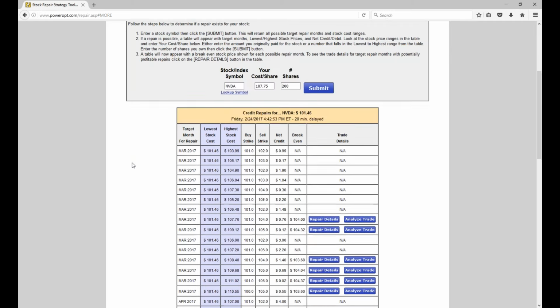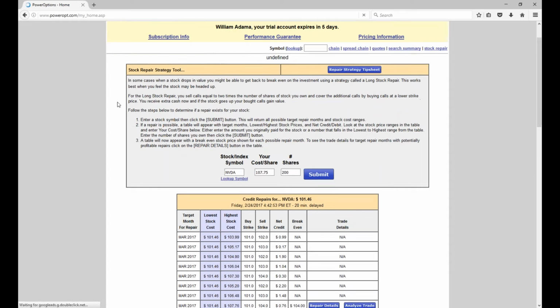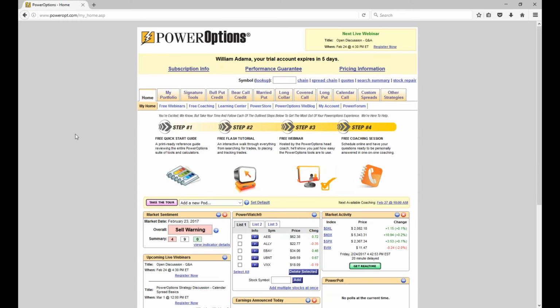I can't tell you which direction NVIDIA is going to go next. I can show you what's possible with the tools that we have available for you to do all the heavy lifting, how you can get back to break even faster. But again, solely based on you feeling the stock's going to move back up in price.